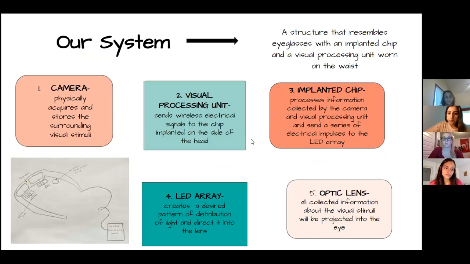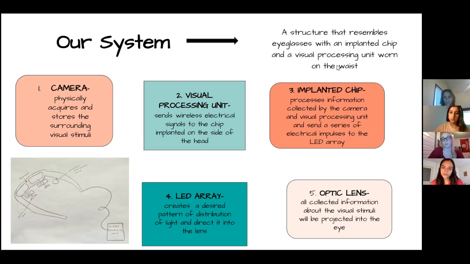So our system is we wanted to design a structure almost like eyeglasses with an implanted chip, and it also has a visual processing unit worn on the waist. It comes in 5 parts. The first is a camera, which physically acquires and stores the surrounding visual stimuli. The second is the visual processing unit worn on the waist, and it sends wireless electrical signals to the chip that's implanted on the side of the head.